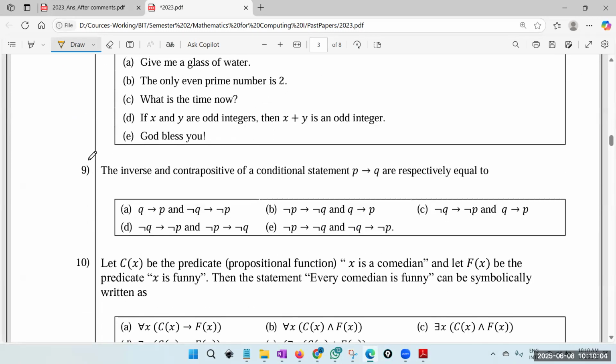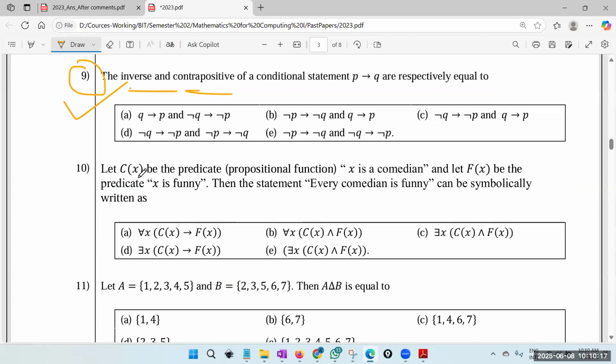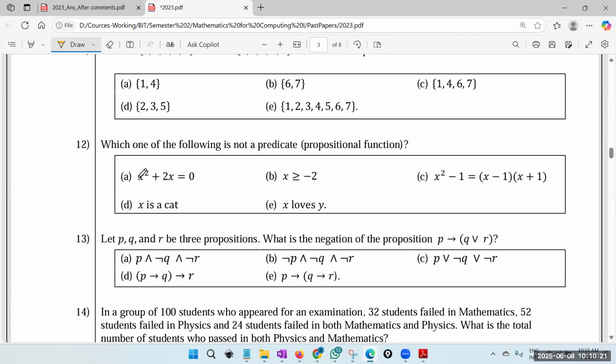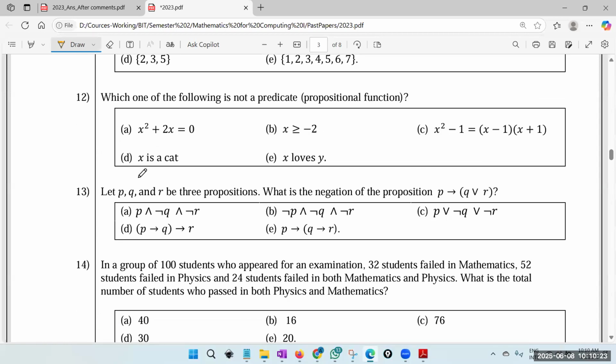I think the 9th one. These are just the contrapositive and the inverse, that you can write. We did that, right? Which one did we skip? 13. This one.